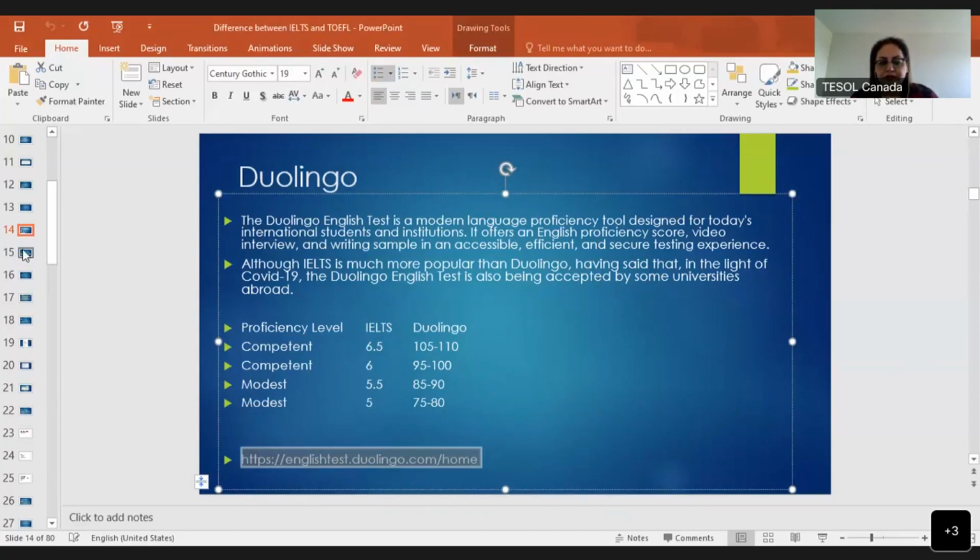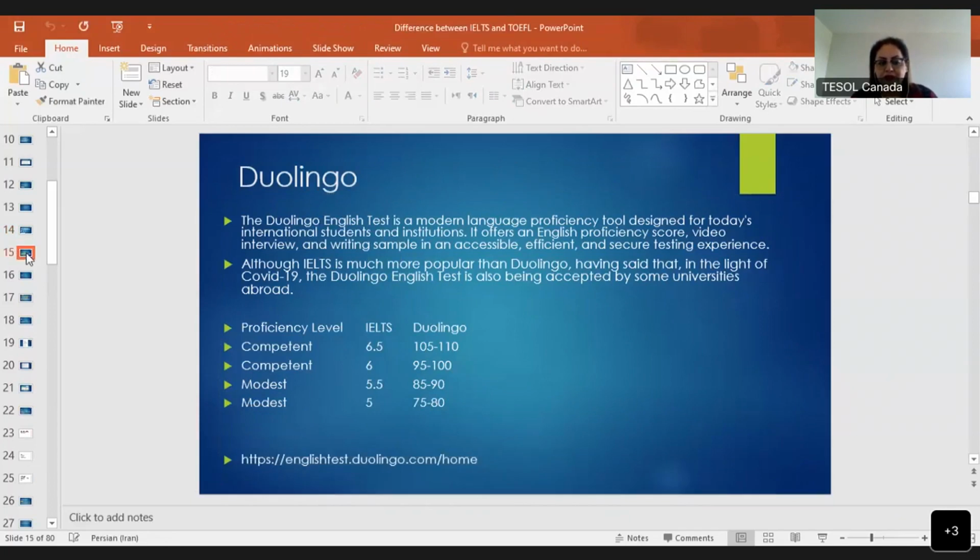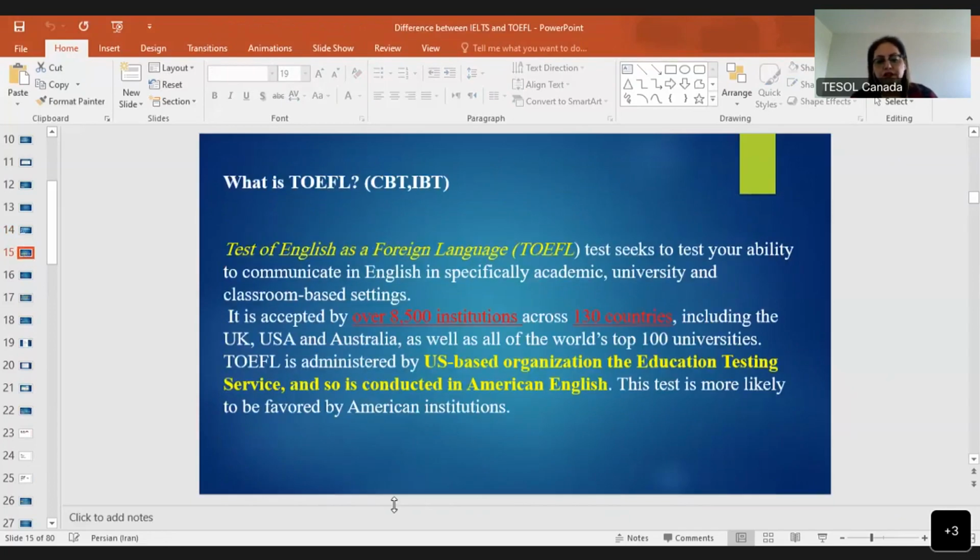Good job. Now, what about TOEFL? There are paper-based and computer-based versions of TOEFL, which we call iBT. Paper-based has been around a long time, not very common in countries.